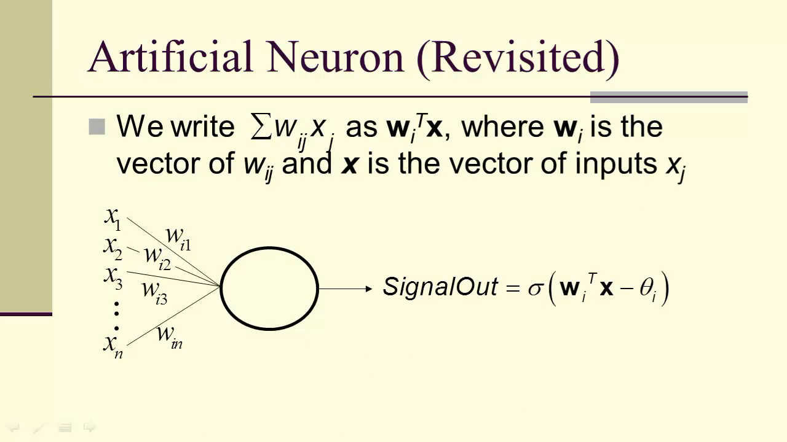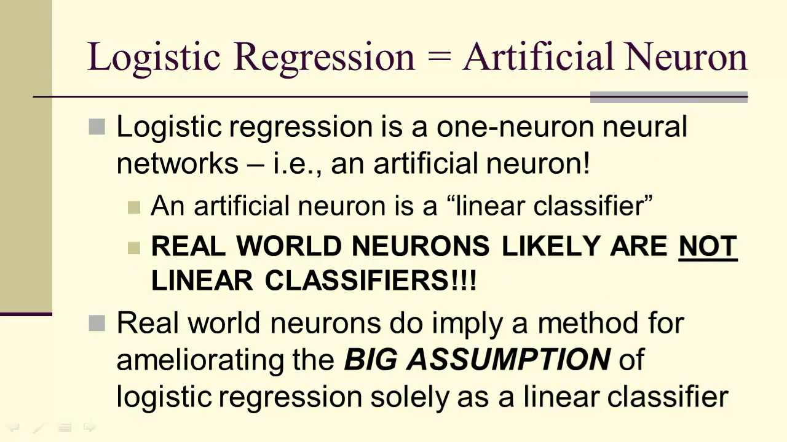We'll often use matrix notation. So instead of a sum of a product, we'll use a transpose, a row times a column. And so we can write this more compactly as the firing function acting on the transpose of the synaptic weight vector times the input vector minus the threshold. So logistic regression is just an artificial neuron with a special choice of kappa equal to 1 in some sense. So an artificial neuron, just all by itself, is a linear classifier because it's logistic regression. But real-world neurons likely are not linear classifiers.